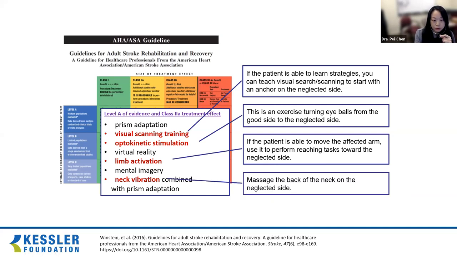I'm going to skip mental imagery as well, because the protocol is not very standardized. Neck vibration focuses on the vestibular system, because vestibular information is one kind of sensory information that's critical for spatial processing and attention allocation. Neck vibration is literally massaging the back of the neck, because the back of the neck is very close to the vestibular system. You can use an electronic massager on the back of the neck of the patient while they're doing other things, like in this example, where they suggest using it with prism adaptation. So neck vibration is a treatment you do while the patient is doing the task. The others are standalone treatments. You can measure outcome after treatment is complete.